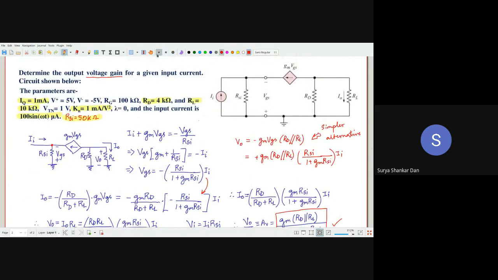Is that clear? Very simple problems. These are all done in MEC. Probably in MEC you have done more difficult problems in this.